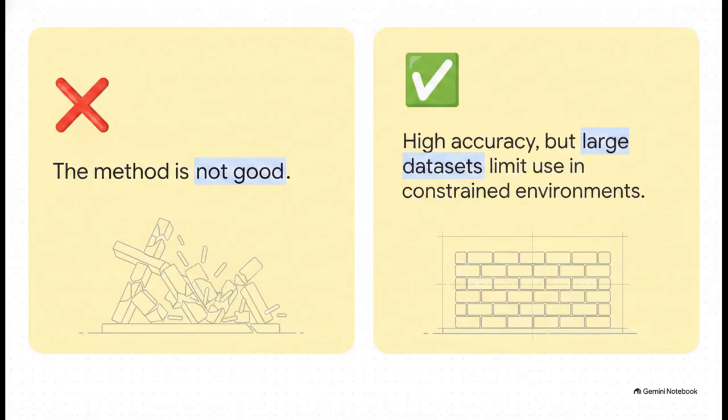To prove that point, let's look at how we talk about those boundaries. A weak critique just says, the method is not good. Well, that tells us absolutely nothing actionable. But a strong, evidence-based critical analysis says, achieved high accuracy, but the requirement for large datasets limits use in resource-constrained environments. Now that is incredibly powerful. It directly informs your future designs and real-world implementation by highlighting the exact barrier that needs to be overcome next. You now know, for sure, that you need to build something that works with small datasets.